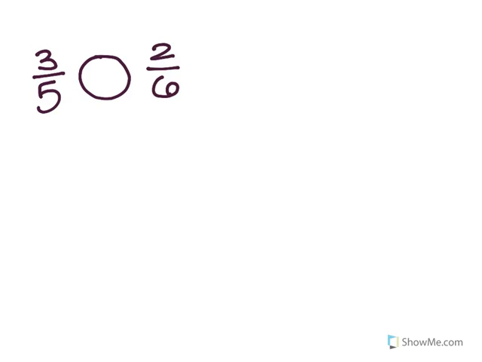In strategy number 1, I had to decide if I can multiply one of the denominators to get to the other denominator. So I want you to ask yourself, can you do 5 times anything to get to 6? The answer is no. There's nothing to multiply it by, so we can't use strategy number 1. So we're going to use strategy number 2.